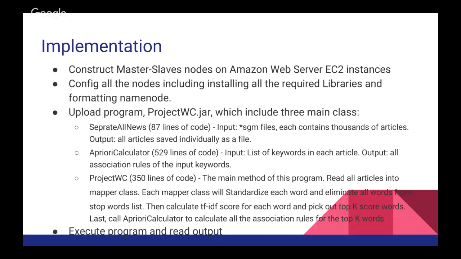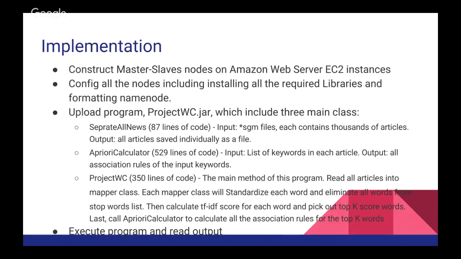First, separate all news. This takes .sgm files as input, and each SGM file will contain about thousands of articles. The output should be all the articles separated into individual files. And then we use the Apriori calculator. It takes as input a list of keywords in each article. The output is all the association rules between the keywords.